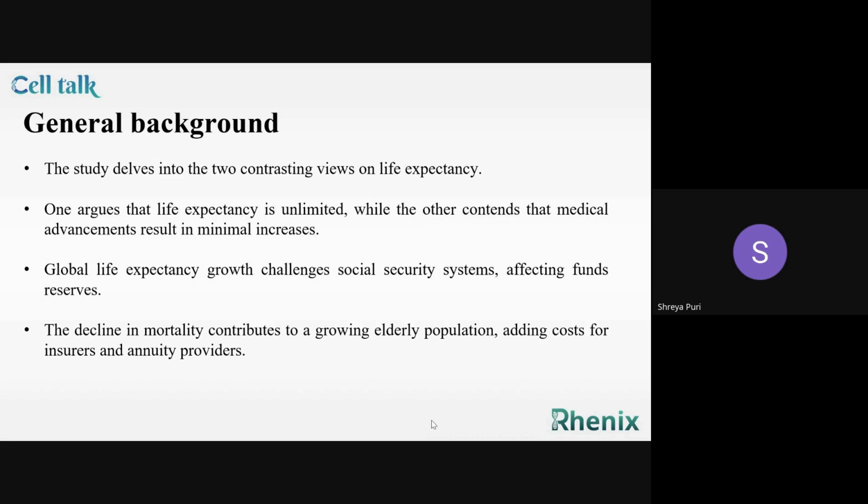And the decline in mortality contributes to a growing elderly population, which adds cost for insurers and annuity providers. Insurers are those who provide insurance, and annuity providers are also like insurance, but they pay out the amount after the end of the contract period.